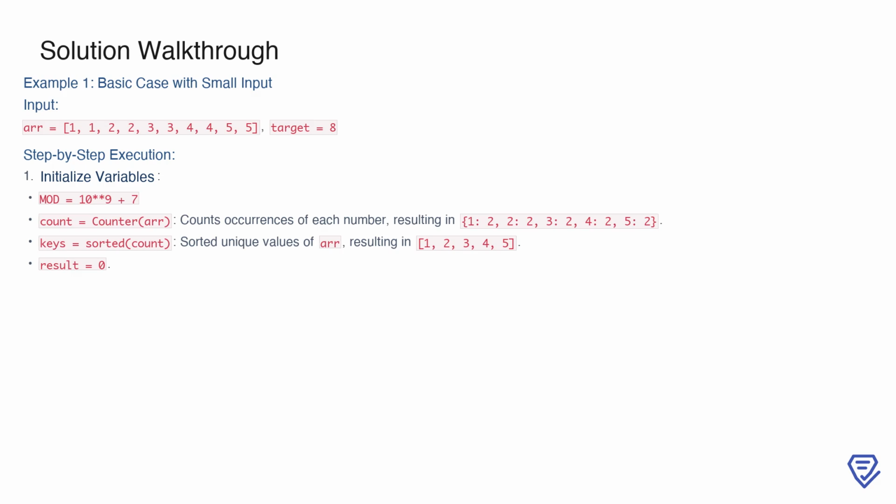The first step is to initialize our variables. We define mod as 10^9 plus 7 to ensure our result stays within bounds for large inputs. Next, we use the Counter class to count the frequency of each number in the array. This gives us 1: 2, 2: 2, 3: 2, 4: 2, 5: 2, meaning each number appears exactly twice. We then sort the unique keys from the counter, resulting in 1, 2, 3, 4, 5. Finally, we initialize result to 0, which will store our total count of valid triplets. With these variables set up, we are ready to start iterating through potential triplets.